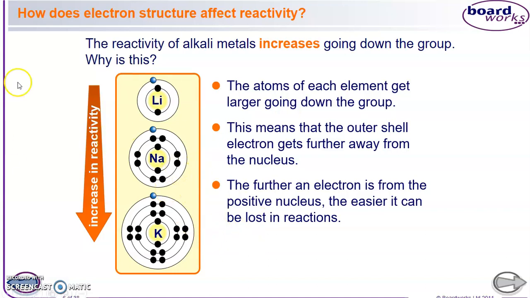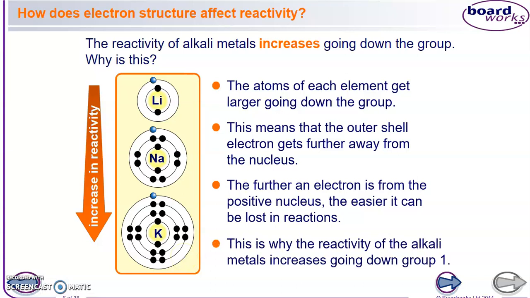which means as you go down the group, that outer electron gets further away from the nucleus, so the nucleus holds on to it, for want of a more scientific expression, with less force, and that means it can be lost more easily. So when potassium reacts with something, that outer electron is lost more easily because it's further away from the positive attraction of the nucleus. So as you go down the group, the reactivity of the alkali metals increases. So make sure you learn those 4 facts.